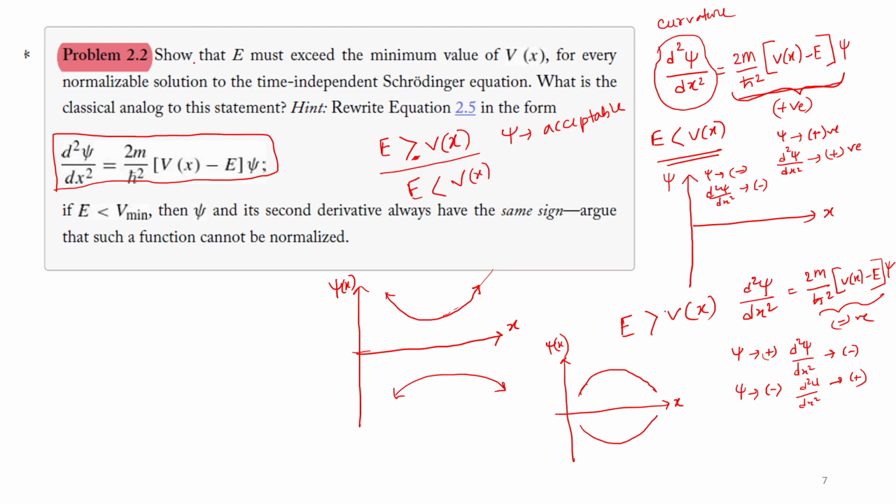That is what we had to show: E must exceed the minimum value of V of x, that is E is greater than V minima, for every normalizable solution to the time independent Schrodinger equation. Actually, this problem is given from the first or second chapter, since perturbation and all these things are not covered yet. We only have to know the quantum mechanical postulates and what the Schrodinger equation is. It is even before the infinite square well. So this is the first problem.